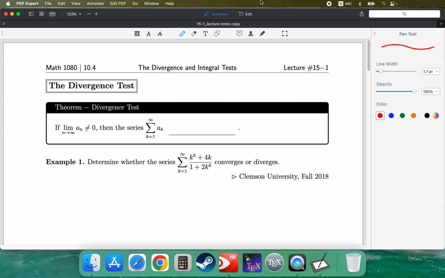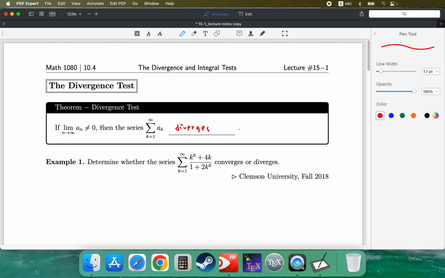Hello everyone, today we want to talk about 10.4, the divergence and integral tests. In this lecture, we will talk about the divergence test. So let's take a look at this box below. If the limit of the nth term as n goes to infinity is not zero, then we say that the series diverges.